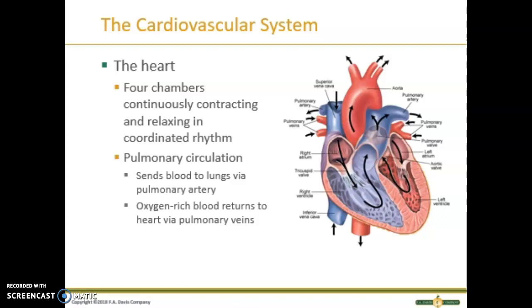So the heart is made up of 4 chambers, the left and the right atriums and the left and the right ventricles. These chambers continuously contract and relax in a coordinated rhythm to send blood out to the lungs via the pulmonary arteries to obtain oxygen. This oxygen-rich blood is returned to the heart via the pulmonary veins and is then sent out to the upper and lower parts of the body via the aorta, which subdivides into a system of arteries.